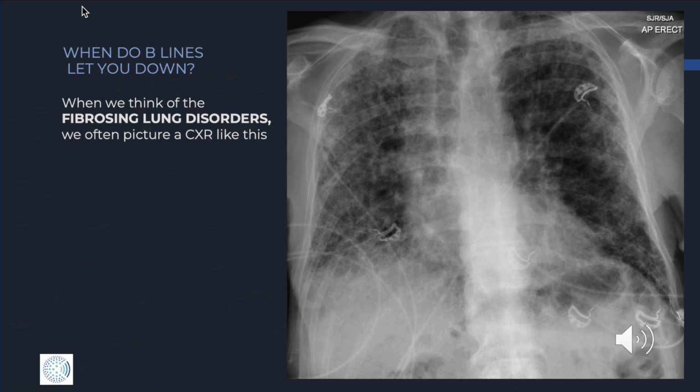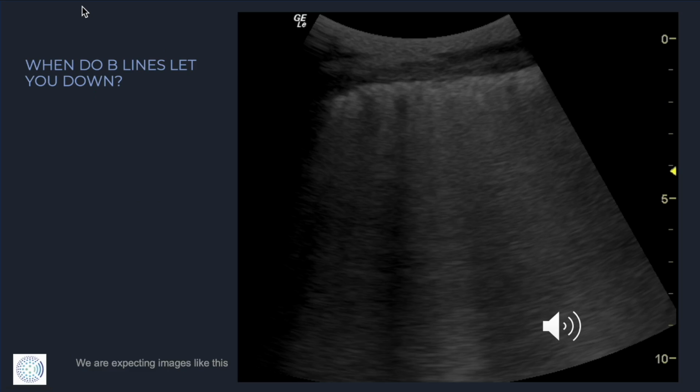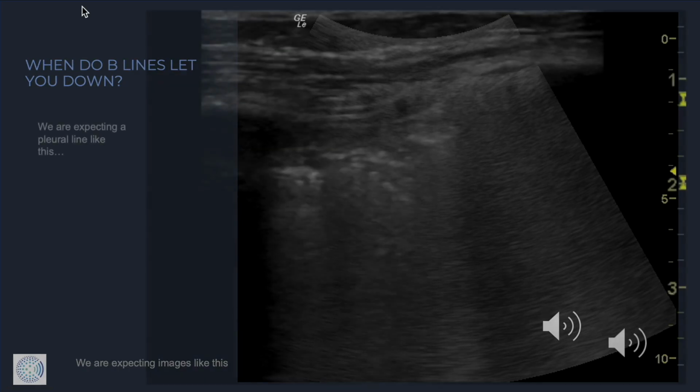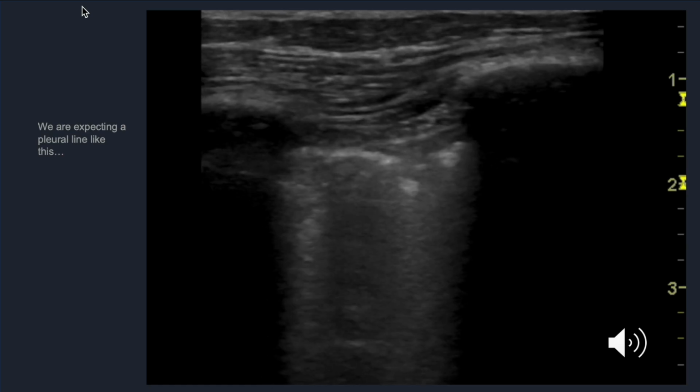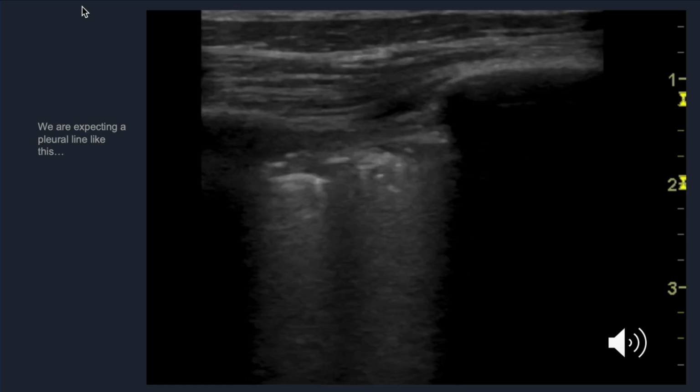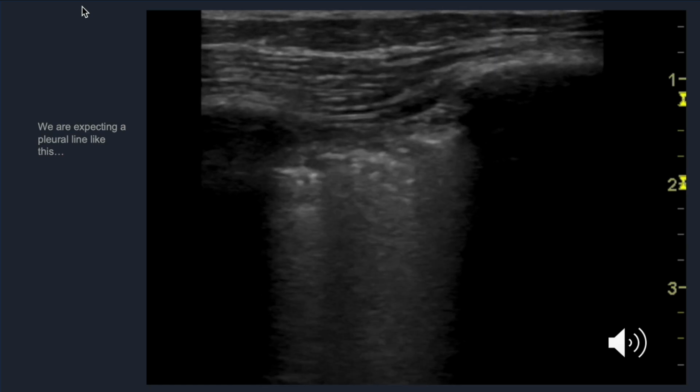Now, as an emergency physician, I see breathless folks every day. And when I hear that someone has fibrosing lung disease, this is the chest x-ray I'm expecting to see. When I put on the ultrasound, I expect to see B-lines, fairly symmetrical, fairly bilateral, increasing in density posterobasally. When I look closely at the pleura, I expect to see a fragmented or moth-eaten pleural edge.